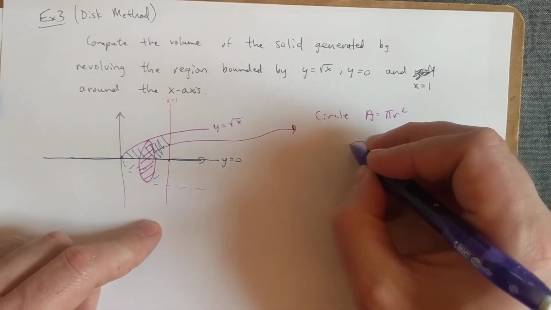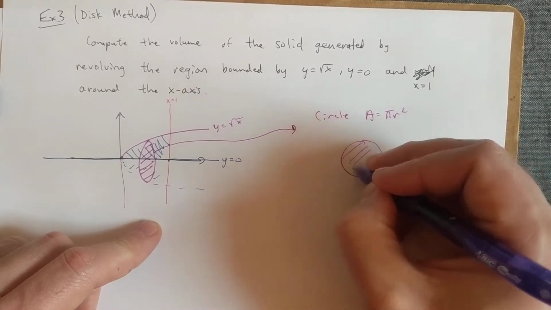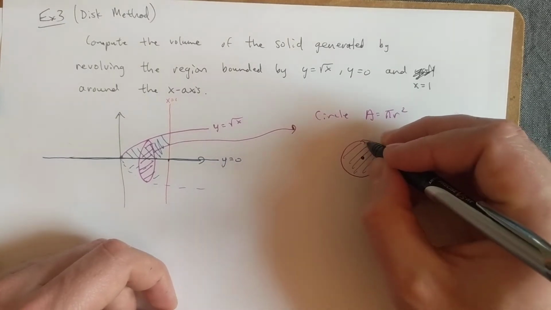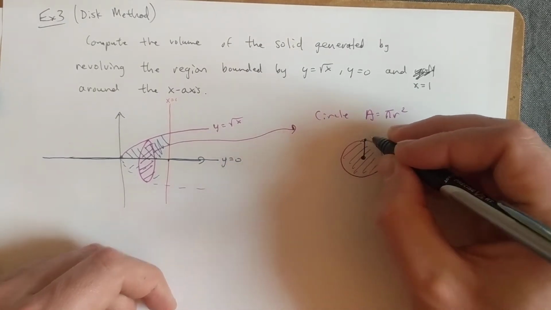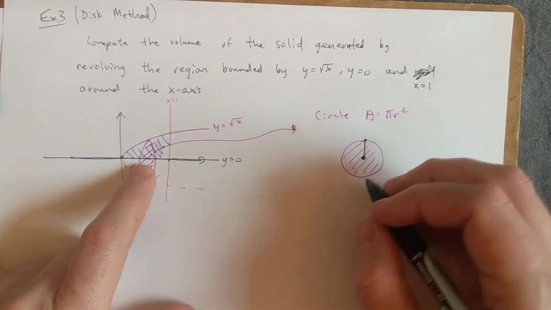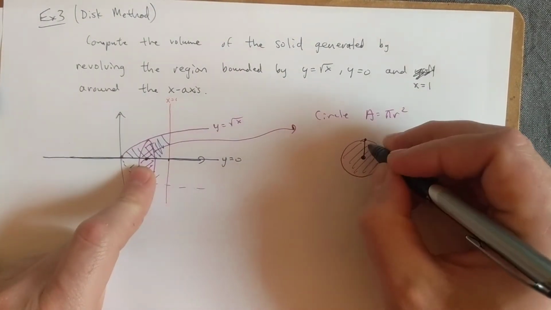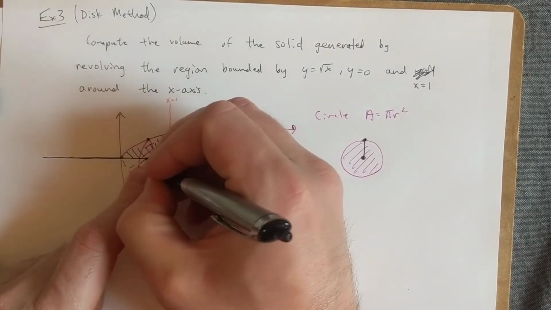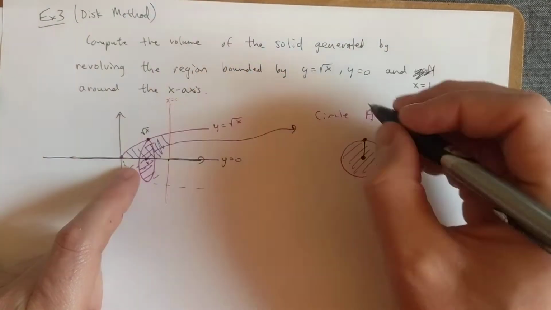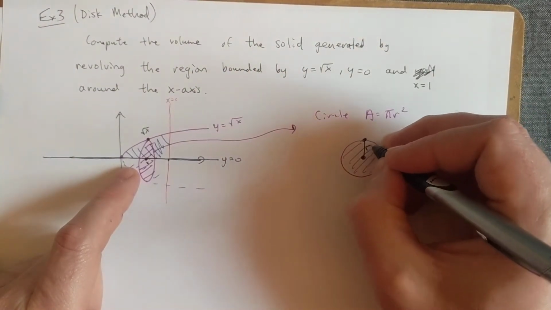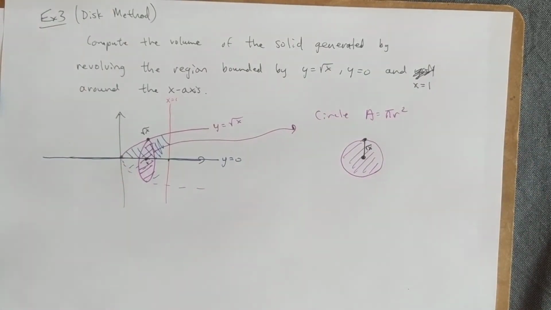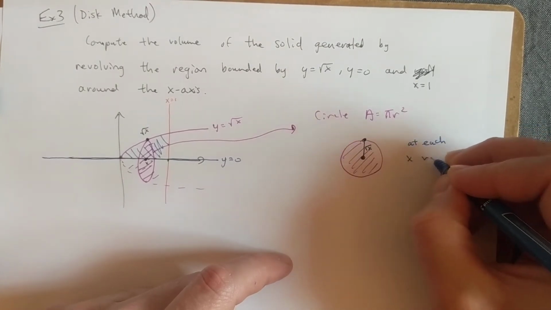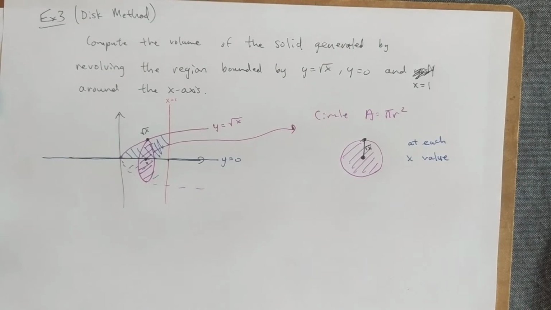And so all we need to know in this case, since we have a solid circle, is what is the radius of this circle, right? We know that it's centered at y equals 0, but what is the length of this? So we're going from 0 up to, at each x value, the square root of x, right? So the radius of this circle at each x value is the square root of whatever that x value is.